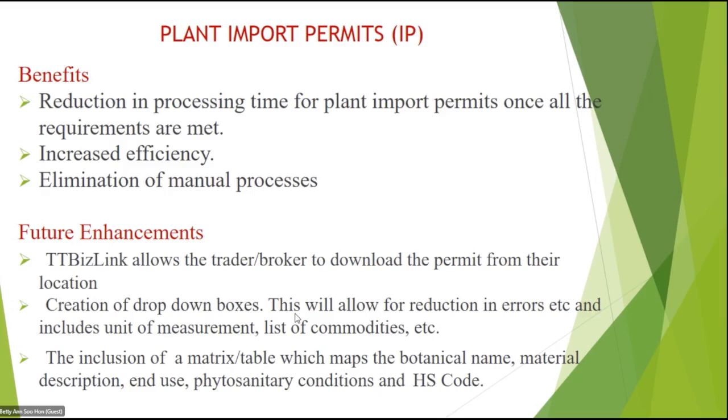There's also the creation of drop-down boxes. This will allow for the reduction in errors. For example, you will have a drop-down box for the unit of measurement, the list of commodities, etc. One of the future enhancements we'll be looking at is also the inclusion of a matrix or table which maps the botanical name, the material description, the end use, and the phytosanitary conditions, as well as the HS codes.